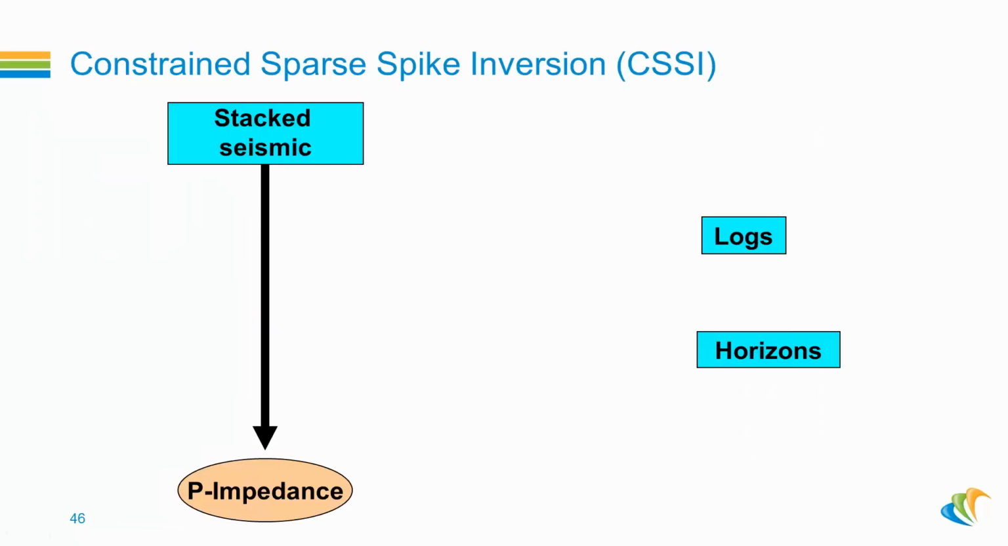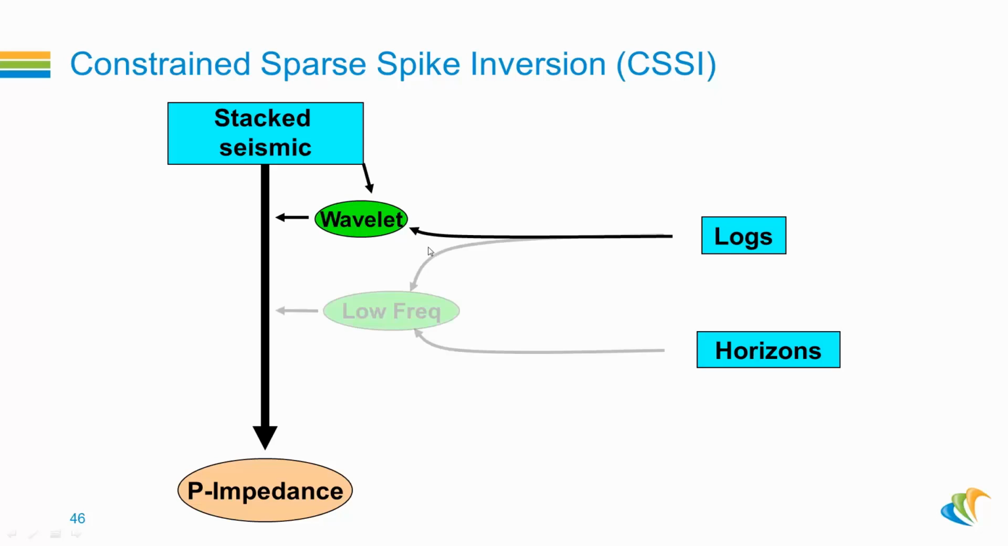In constrained sparse spike inversion in JSON, we have stack seismic data, post-stack for example, or pre-stack as well, the same. We estimate the wavelets from the seismic at the well locations. We create a low frequency model using the logs and horizons, or a combination of logs, horizons, and the seismic velocity. And we do the inversion, and we get the final P impedance model.